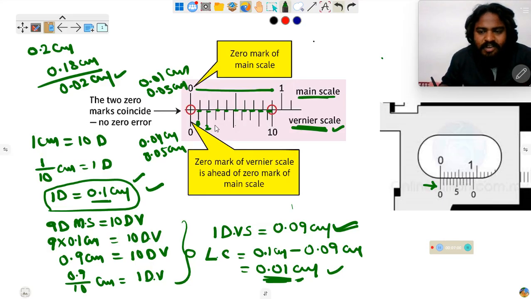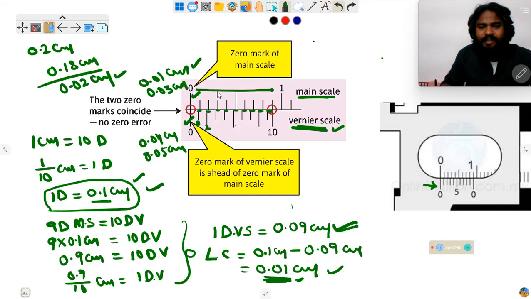Clear now? So this is how Vernier calipers work, right? If the first one is coinciding with the first line, then how much distance has the Vernier calipers moved? It is 0.01 centimeter, right? Hope you understand. So this is how we measure using the Vernier calipers. And whenever you observe Vernier calipers, if zero of the main scale is coinciding with zero of the Vernier scale, then the Vernier scale is said to have zero error. So there is no positive error, there is no negative error, exactly it has zero error.